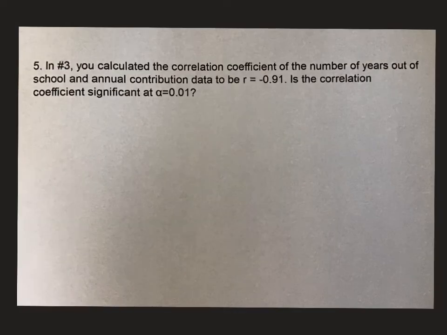So in number 5, we are looking back at that information from numbers 1 and 3. I didn't add the table back in because all we really need for this is the R value that we found and the alpha that it wants us to use. So it's the number of years out of school and the annual contribution data. We found that R value to be negative 0.91. So it was a pretty strong correlation, and it was just negative.